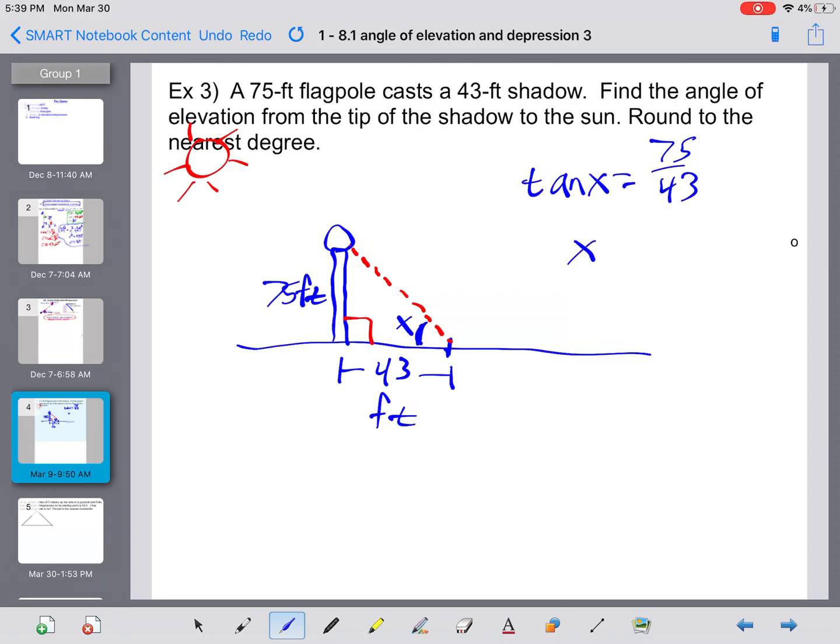If I take tangent inverse of both sides here, just like we did last chapter, I get tangent inverse of 75 over 43.